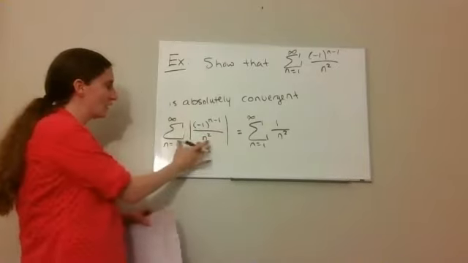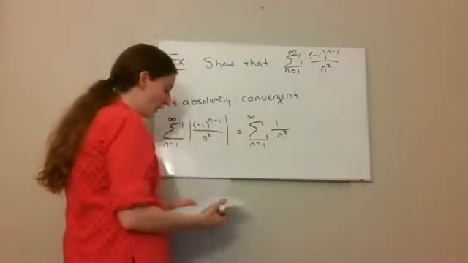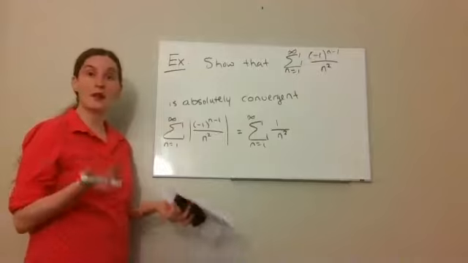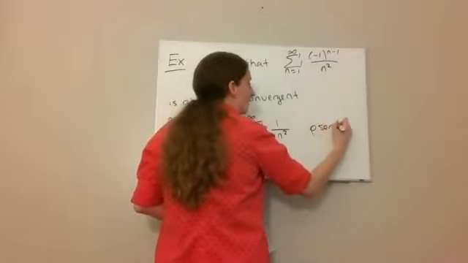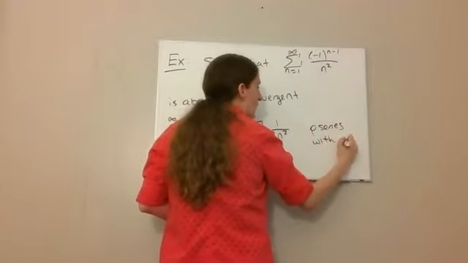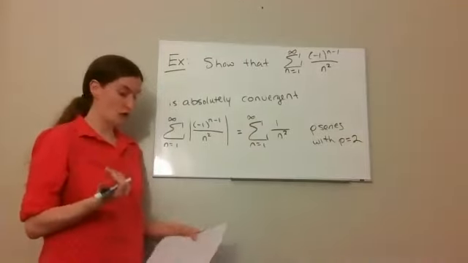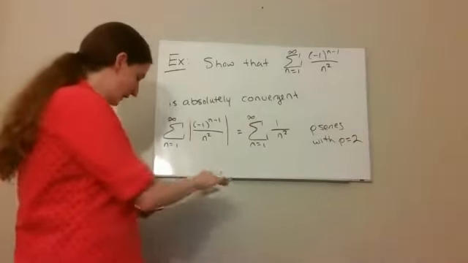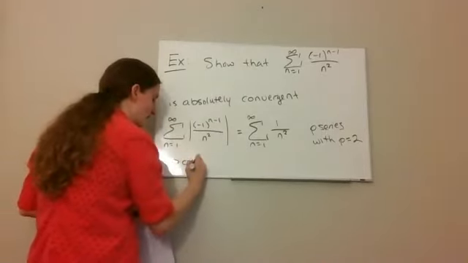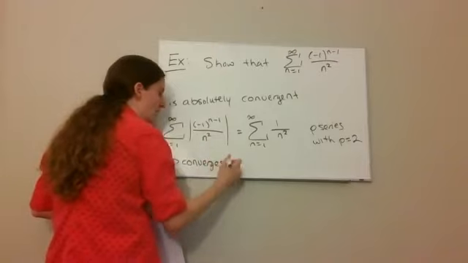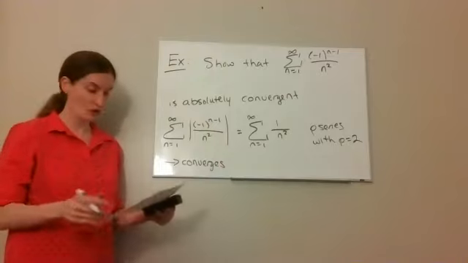So that means that when I look at the absolute value of this series, I get the series 1 over n squared, which just happens to be a p-series. This is a p-series with p equals 2. And the important thing is that it's a p-series with p larger than 1. And so since that p is larger than 1, I know it converges. And so that tells me that my original series was absolutely convergent.